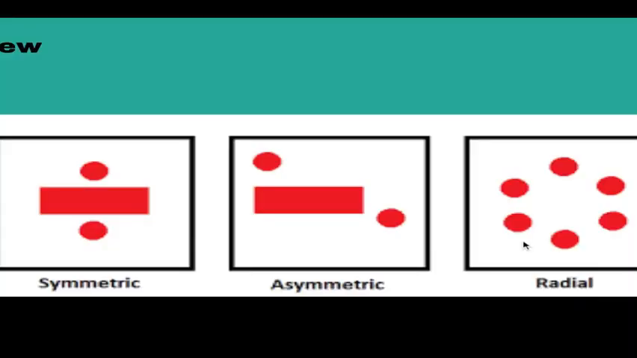Let's review. Symmetrical means it's the same on both sides. Asymmetric means it is different on both sides. And radial means it's coming from the center, the equal shapes, equal distance, going all the way around.